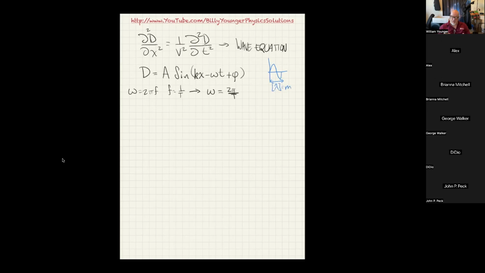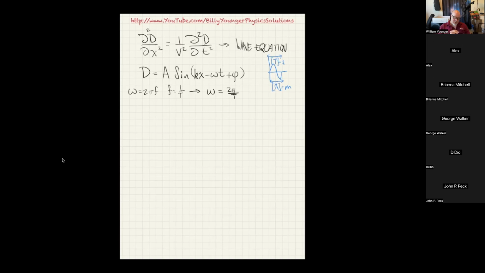And that has units of meters. But if you look and say, well, how long did that take? Then you're talking about the period, and the period is in seconds. So period and wavelength are very closely related. Period is the amount of time it takes for a wave to repeat itself in time, and wavelength is the distance you must go along a wave for it to repeat itself.